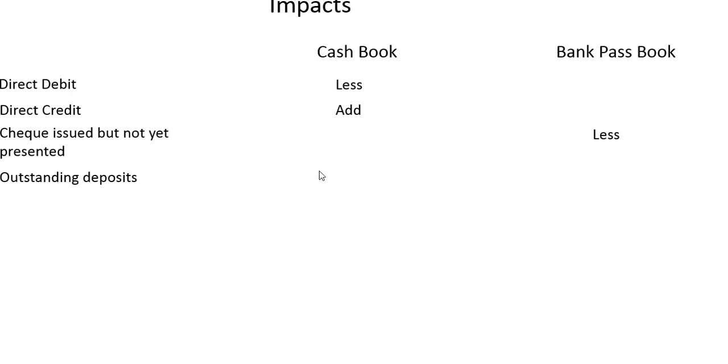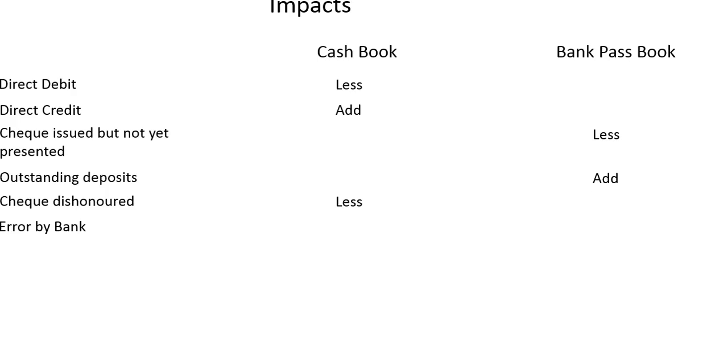Outstanding deposits. You have received checks. The moment you receive a check, you add to your cash book. But again, it's taking a few days to process. As a result, add to your bank passbook. You have checks dishonored. So there are customers who have given you checks, and as a result, you have added them in your cash book. But later they got dishonored, so your cash book is still up. So decrease it.